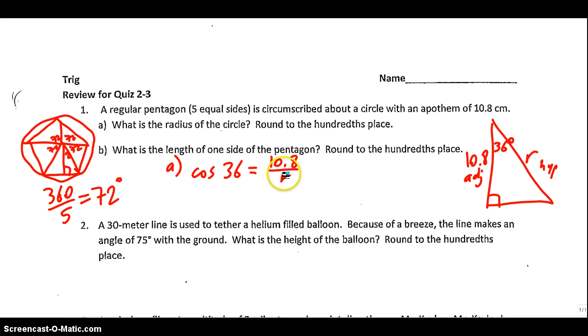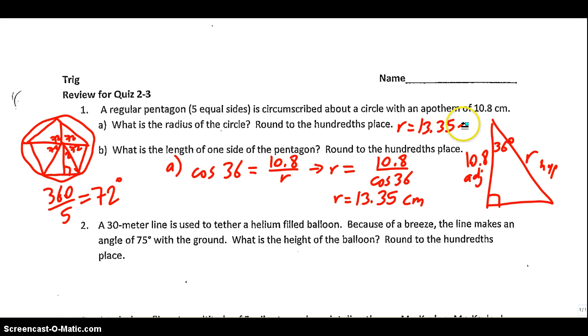Mr. Cruze's pro tip, remember if the unknown variable is on the bottom of your fraction, you can switch. It's a property of proportions, right? You can just switch it. So you take 10.8 divided by the cosine of 36, and you get the radius to be 13.35 centimeters. Just make sure you type that in carefully. So your radius is 13.35 centimeters.